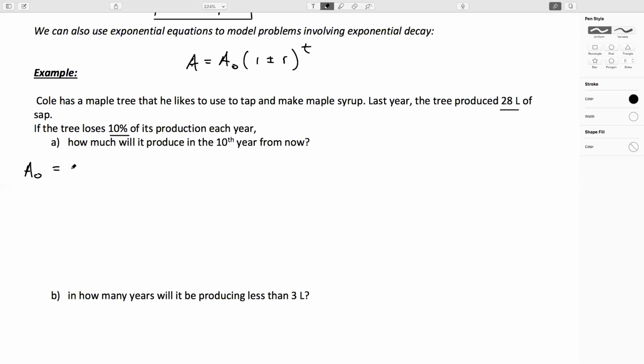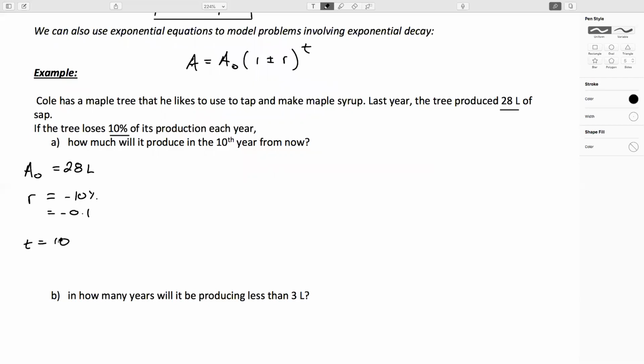A naught, the initial amount, is going to be 28 liters. Our percent change is 10%. So R equals minus 10%, which would be negative 0.1. How much will it produce in the 10th year? So T equals 10 years.